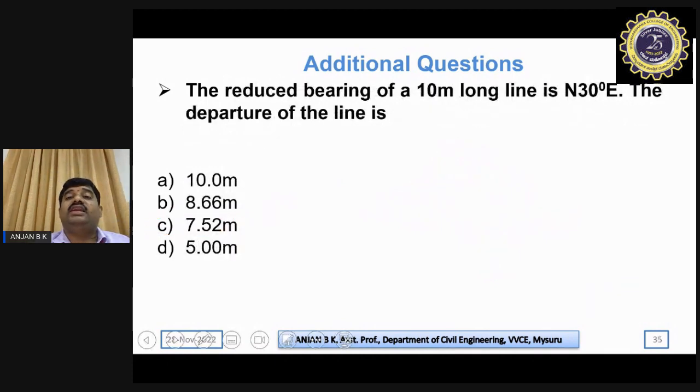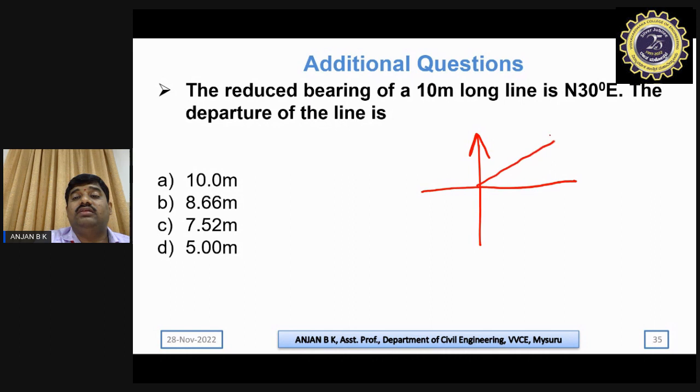The reduced bearing of a 10-meter long line is north 30 degrees east. The departure of the line is. We have just gone through this. Northeast means this is the one, east, north, this is 30 degree. The length of the line is 10 meters. They are asking what is the length of the departure. Departure means this length.